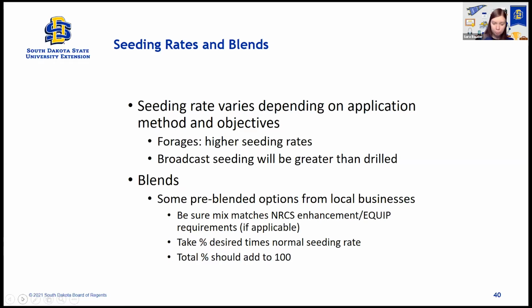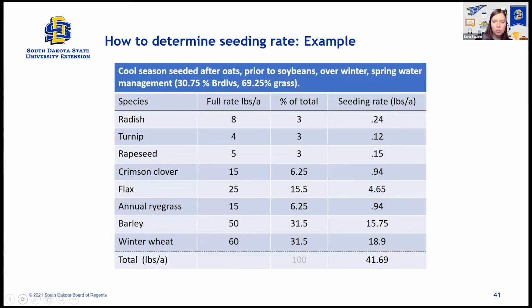You want to take the percent of desired seed times the normal seeding rate that you would use, and that total percent should technically add to 100. But I'm going to show you an example here and kind of explain why that can slightly change depending on what you're doing. So here is just a basic chart, and I know some of you have folks help do this, but it's kind of nice to understand. So I use the drilled seeding rates here, according to NRCS's spreadsheet. And this is just a mix I'm showing you. It's a mainly grass mix, about 70% grass, 30% broadleaf.